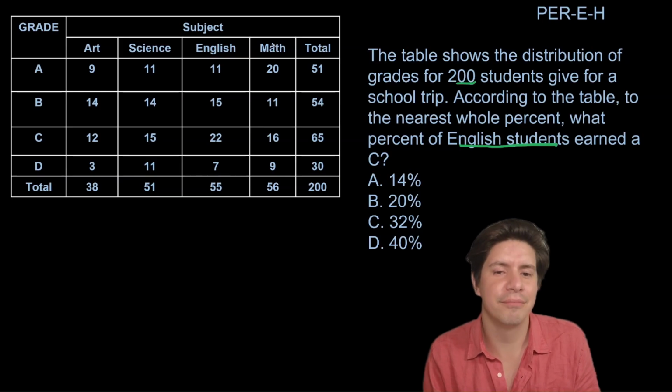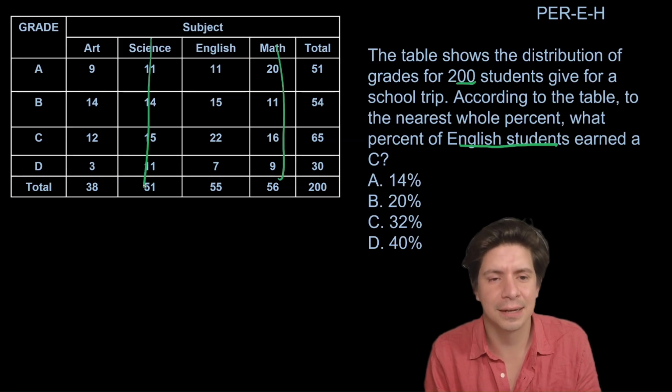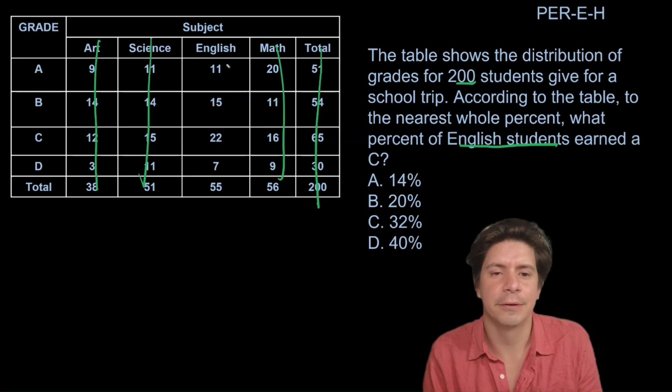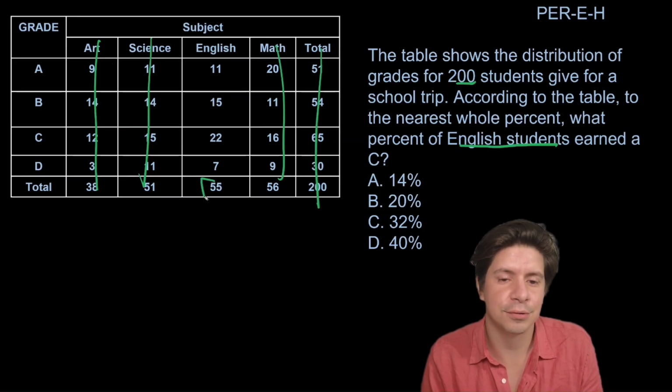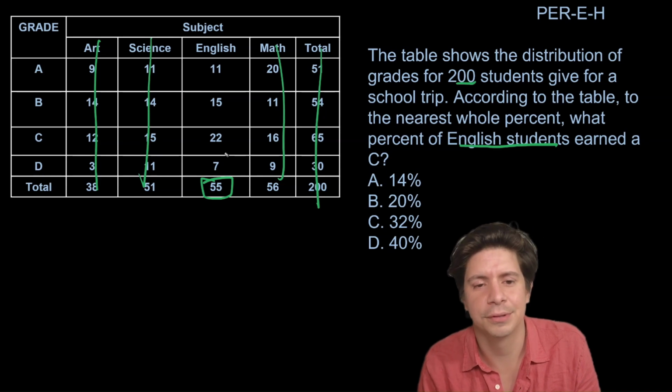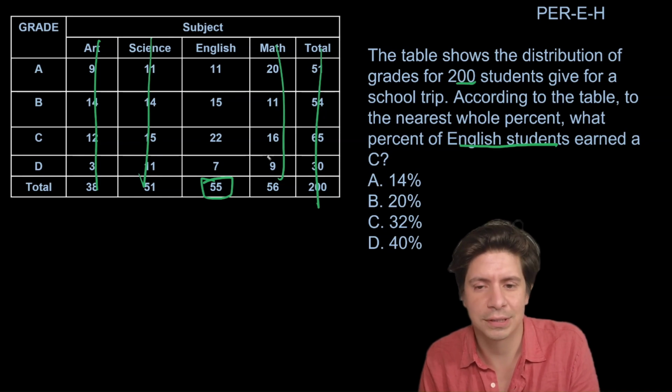I'm not going to focus on math students. I'm not going to focus on science. I'm not going to focus on art. I don't have to focus on the total. I'm going to focus on English, and they give me the total, which is nice. I don't have to do the math for that. They're not going to lie about that. That's not going to happen. If they didn't give you the total, you'd have to find it. But if they give it to you, you can trust that.